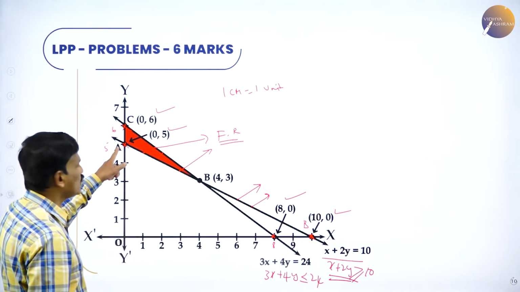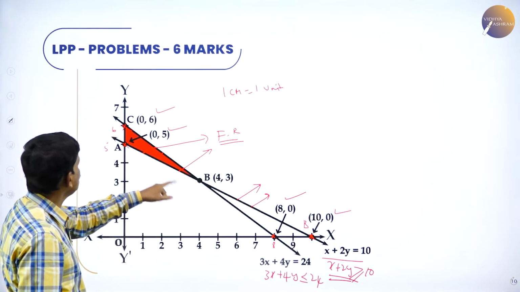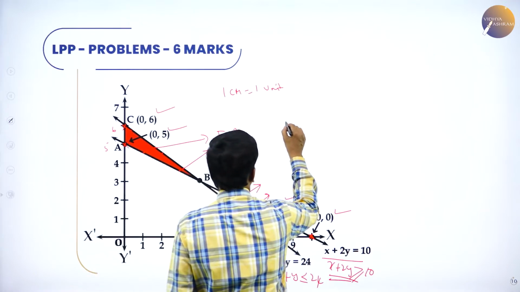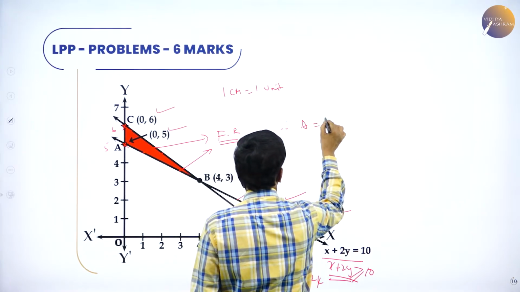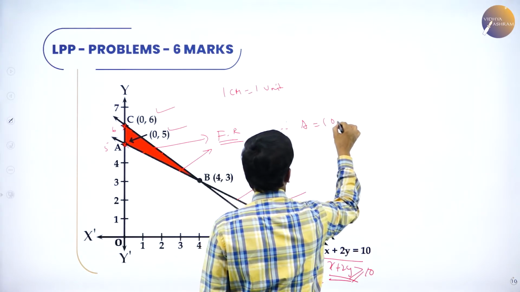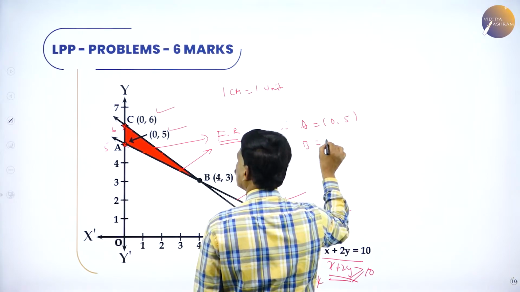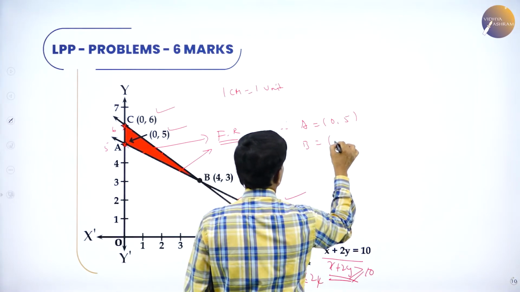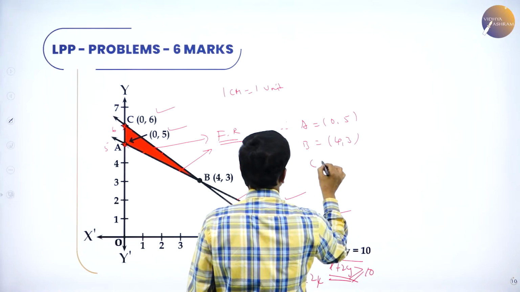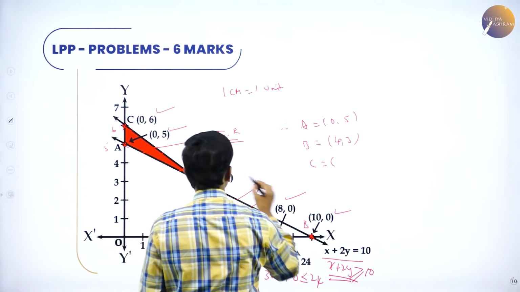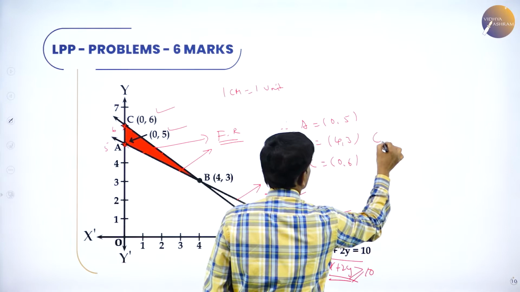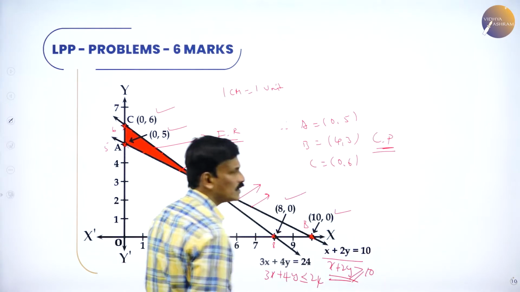So, the corner points are A, B and C. Therefore, A is equal to (0, 5). What is B? (4, 3). And what is C? C is equal to (0, 6). These are the corner points.